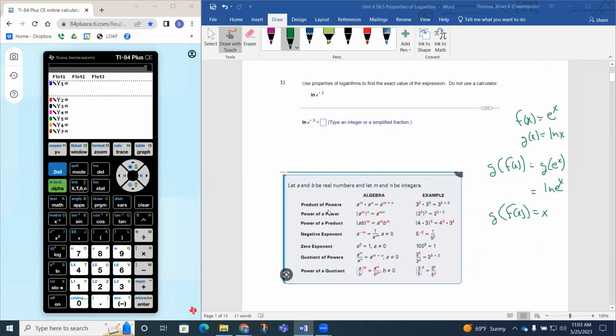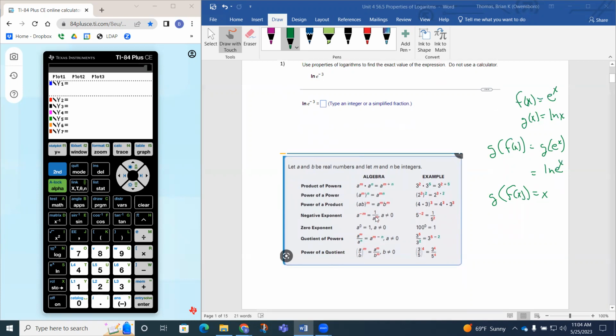So if you look at these down here, the product of powers: notice how if we have a to the m times a to the n, if you have the same bases, you can simplify this by keeping the same base and adding the exponents. So if I had 3 squared times 3 to the 5th power, that's the same thing as 3 to the 2 plus 5, or in other words, 3 to the 7th. Notice also, if we have a power of a power, a to the m to the n, that's going to be a to the m times n. So we have that property.